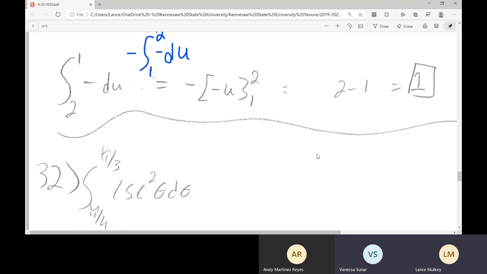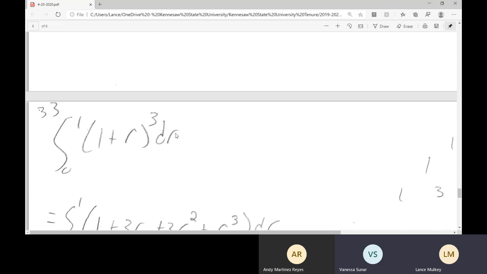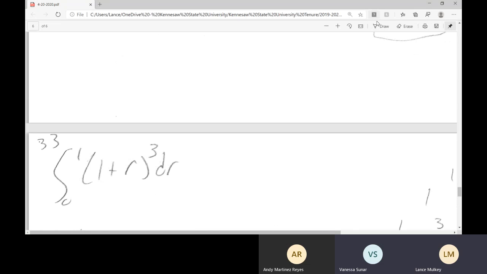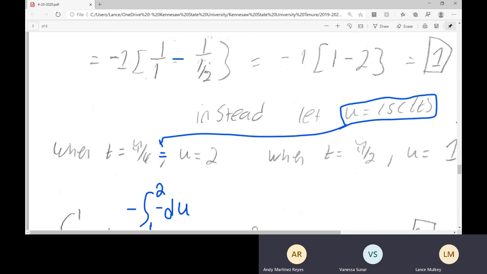And sometimes you need to do u sub because when you get something like this, you have 1 plus r to the 56th power. So you can let u equal 1 plus r, and then you'll only have u to the 56th power, which you can integrate. This one you'd have to expand to integrate. So, all right. Well, that's it for today, guys. Sorry if I confused y'all again.